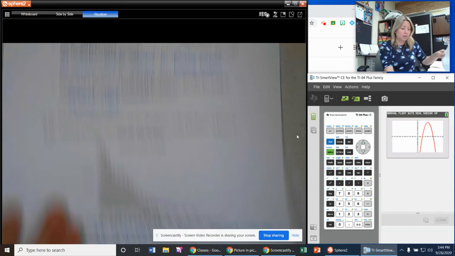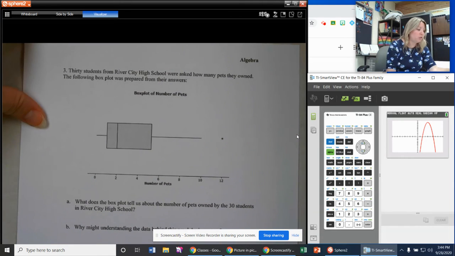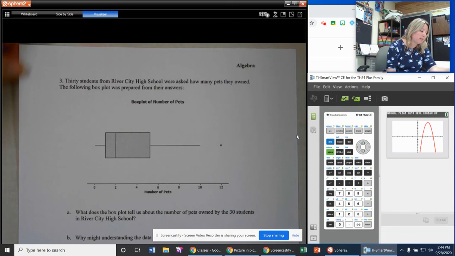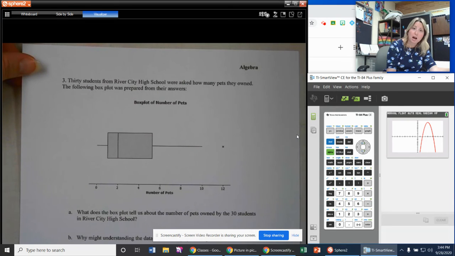Okay, last type. 30 students from River City High School were asked how many pets they owned. The following box plot was prepared.